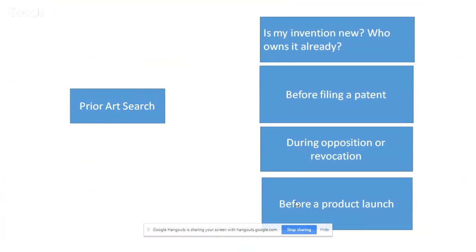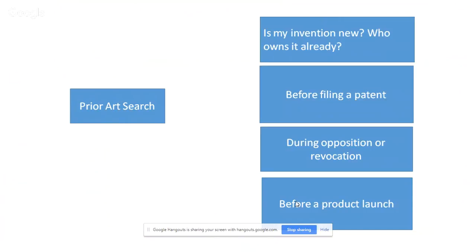Now, who all needs a prior art search to be done? A new inventor, if he or she wants to know whether their invention is novel, who already owns it, or who the competitive assignees or inventors in the market are, needs to get a prior art search done before getting their idea converted into a patentable form.